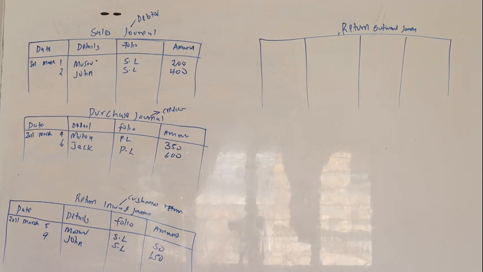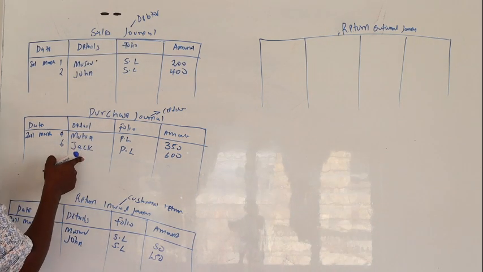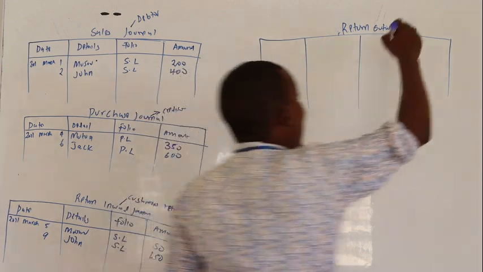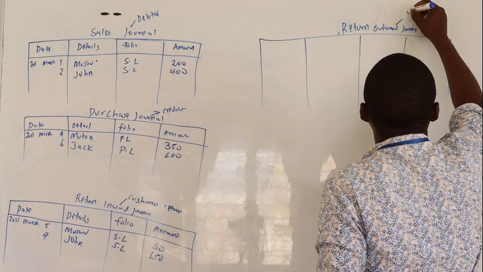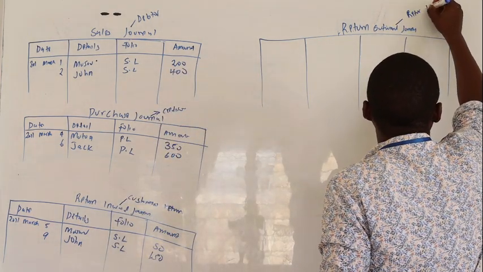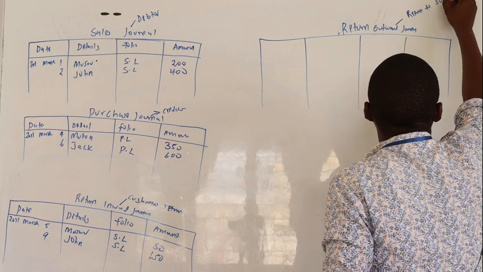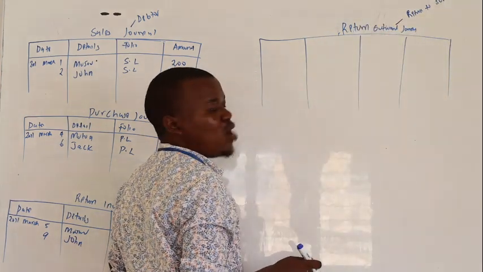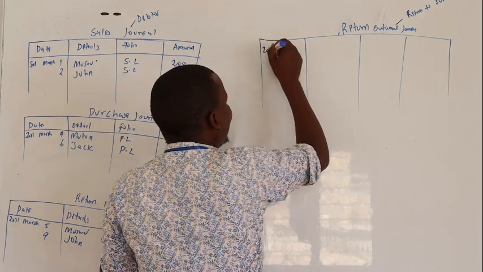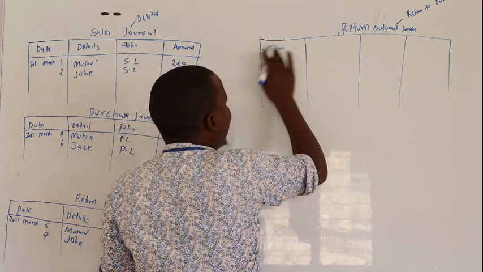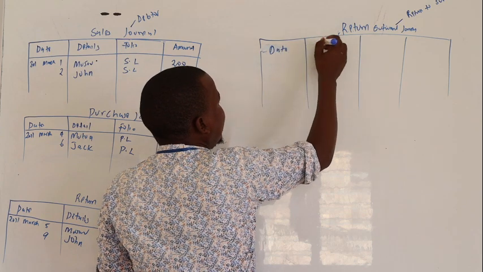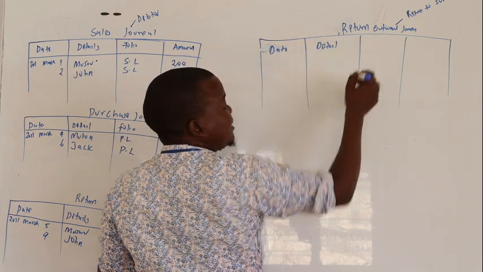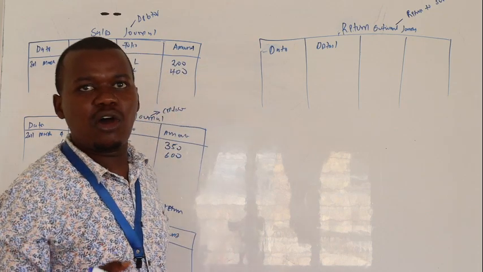Customer returns are recorded in the returns inward journal. Then tarehe 10 there was a return to Mutua. Mutua was a creditor. So returns outward is where we record returns to suppliers. We record them in the returns outward journal. So it is 2011. We have the column of date, details. I'm telling you they are details, all the particulars.